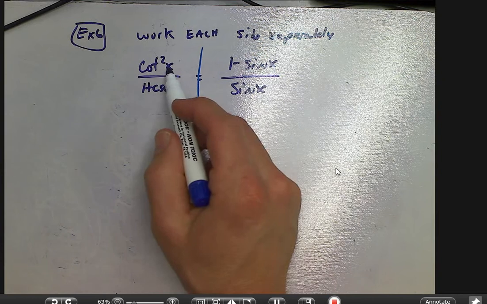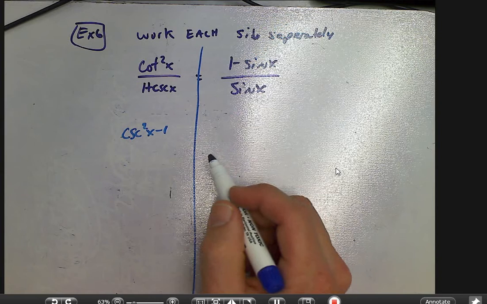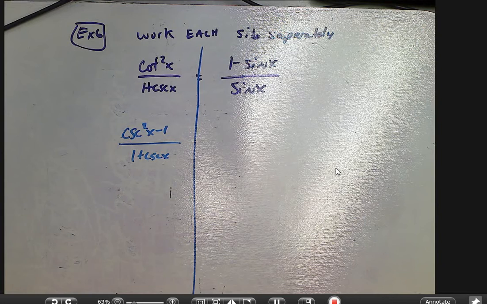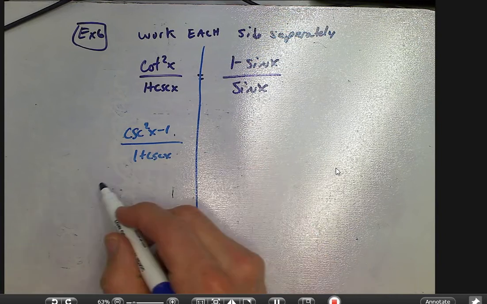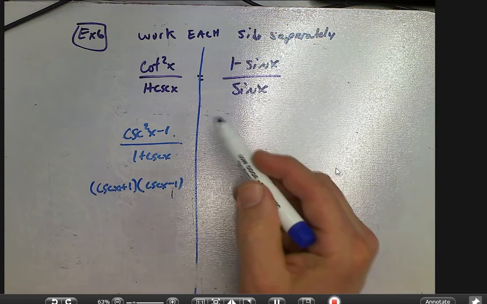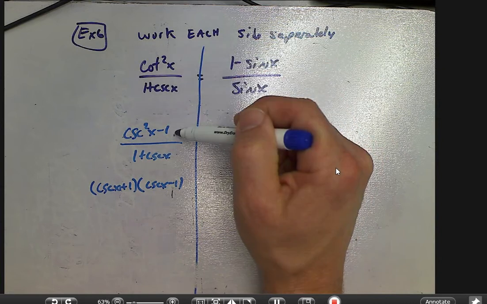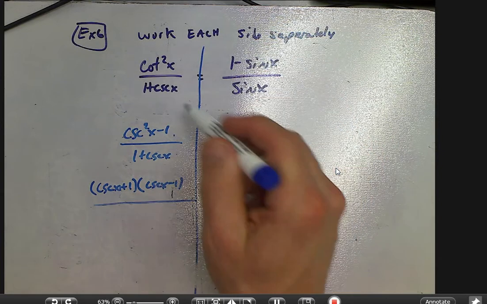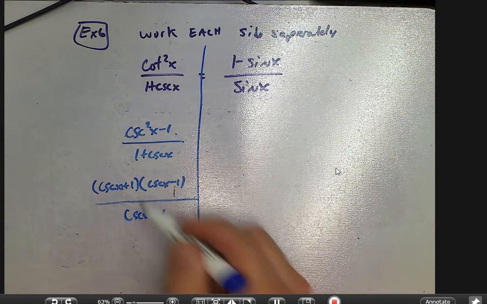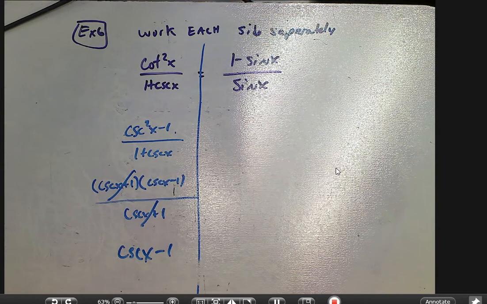Cotangent squared x is the same thing as cosecant squared x minus 1 over 1 plus cosecant of x. This will factor into cosecant of x plus 1, cosecant of x minus 1, because that is the difference of two squares. And I also knew that cotangent squared x equals this because it's on my formula reference sheet, over 1 plus cosecant x is also the same as cosecant of x plus 1. And notice those cancel out, and I'm given cosecant of x minus 1. Well, that seems to be pretty simplified.